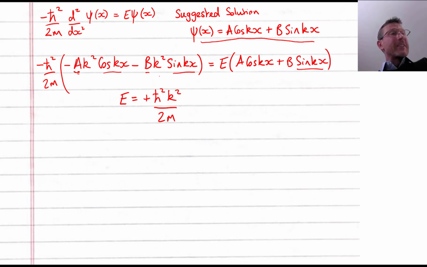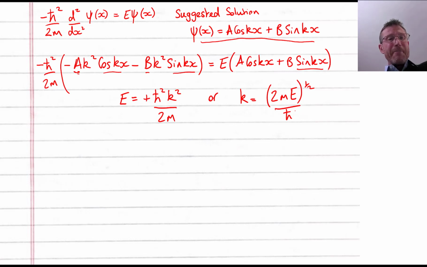So this is our solution. Or k is equal to 2mE to the half over h bar. Okay, so just solving for k there. So when we look at this now, what else can we pull from this?